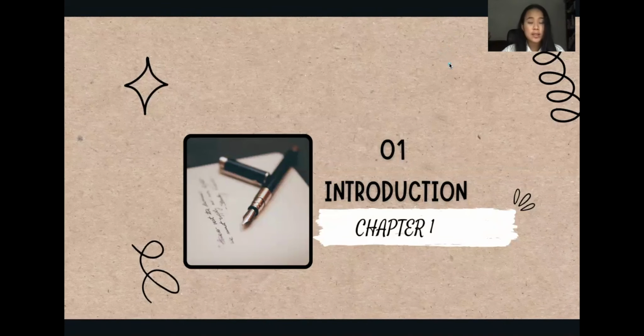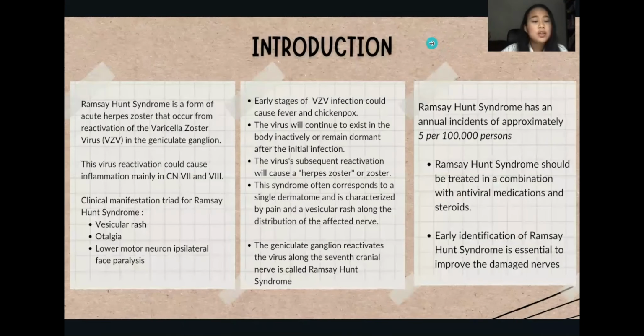Hello, my name is Devi with the last three-digit number 005. I will explain about the introduction in Chapter 1. Introduction. Ramsay Hunt Syndrome is a form of acute herpes zoster that occurs from reactivation of the VZV, or varicella zoster virus, in the geniculate ganglion. The virus reactivation could cause inflammation mainly in cranial nerves 7 and 8. The clinical manifestation triad for Ramsay Hunt syndrome is vesicular rash, otalgia, and lower motor neuron ipsilateral facial paralysis.